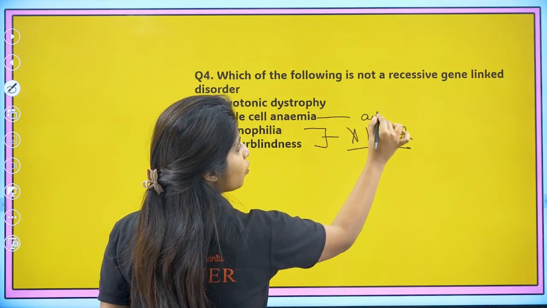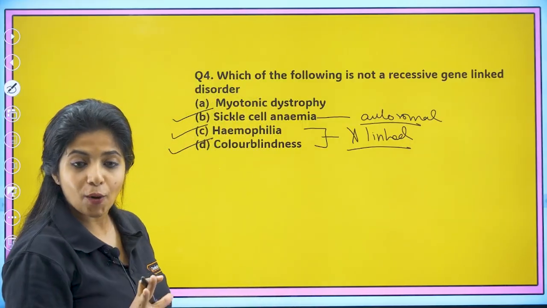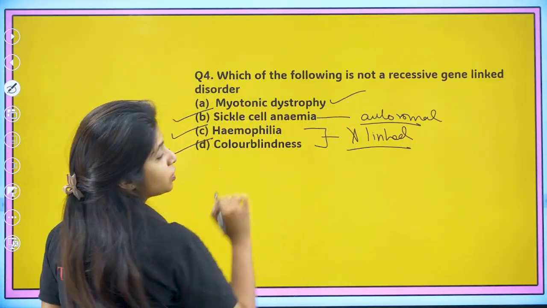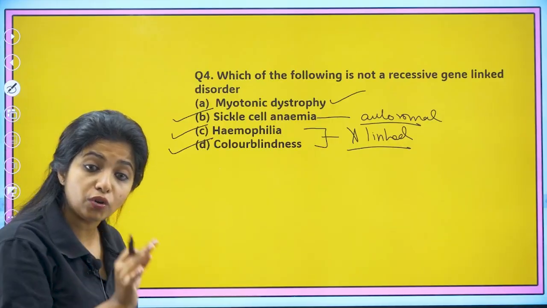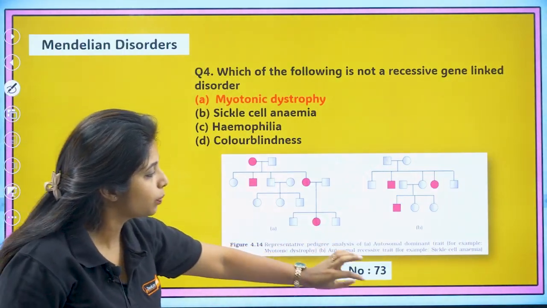Sickle cell anemia is what? Autosomal recessive disorder. Okay, but they are all recessive. The only one you are left with is myotonic dystrophy. It is actually an autosomal dominant disorder.